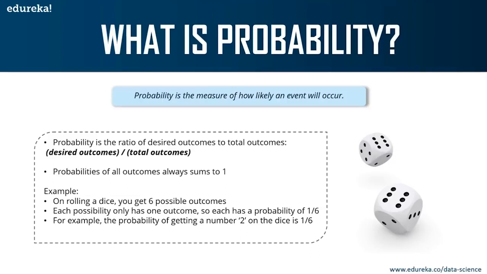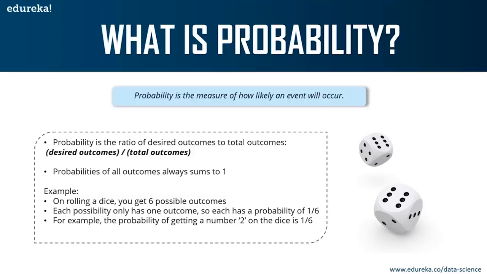Okay, now the famous example of probability is the rolling a dice example. When you roll a dice, you get 6 possible outcomes, right? You get 1, 2, 3, 4, 5, 6 faces of a dice. Each possibility has only one outcome. So what is the probability that on rolling a dice you'll get 3? The probability is 1 by 6, right? Because out of 6 faces, there's only one face which has the number 3 on it. So the probability of getting 3 when you roll a dice is 1 by 6.